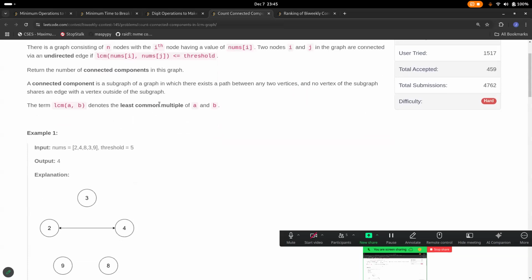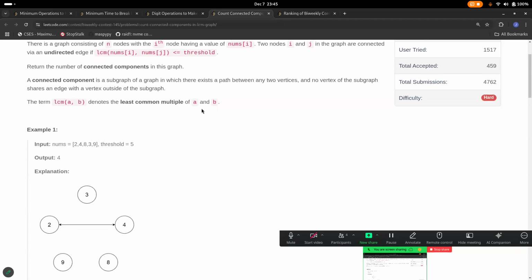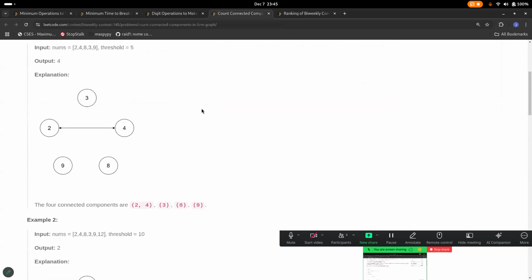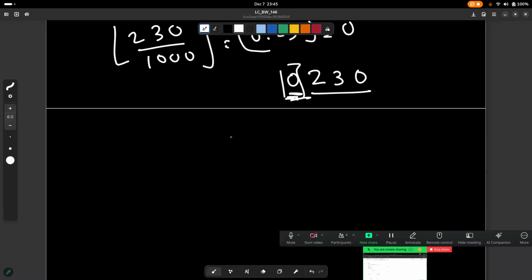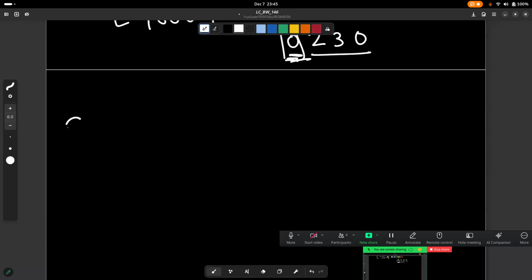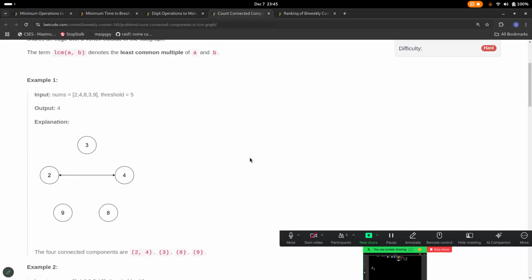And what we had to do is return the number of connected components in this graph. A connected component in a bidirectional graph is basically a set of nodes where you can reach one node from the other by traversing certain edges. Then they lie in one connected component, and so we have to see how many distinct connected components there are in this graph. So let's consider the first sample test case.